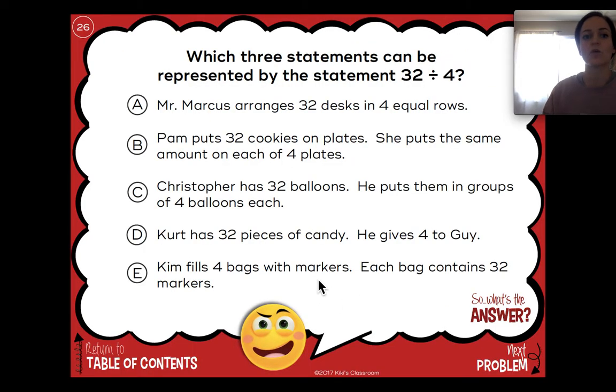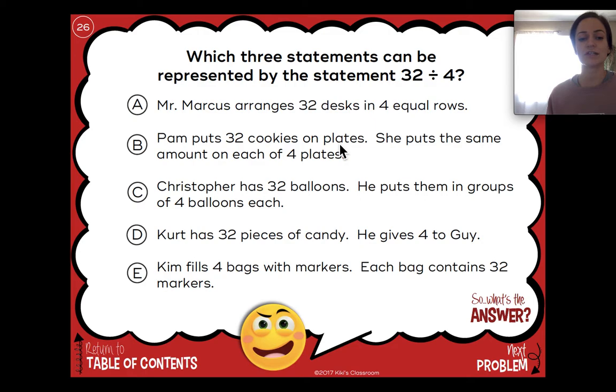All right. Which 3 statements, so you're going to pick 3 of these, can be represented by the statement 32 divided by 4? Mr. Marcus arranges 32 desks into 4 equal rows. Pam puts 32 cookies on plates. She puts the same amount of cookies on each of the 4 plates. Christopher has 32 balloons. He puts them in groups of 4 balloons each.